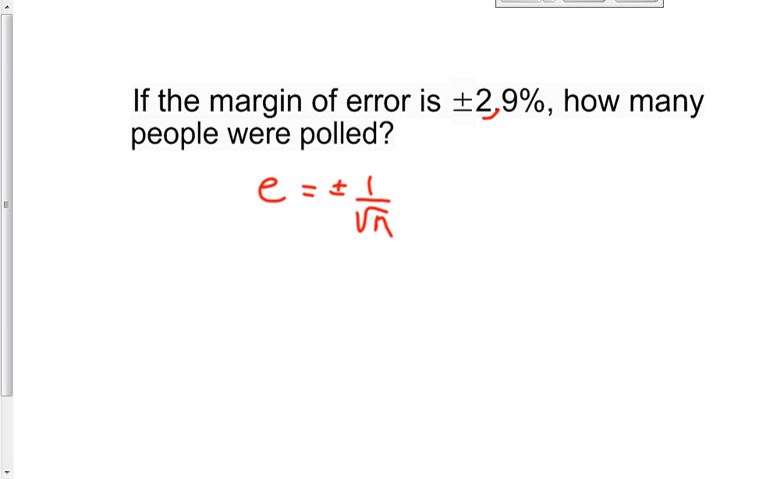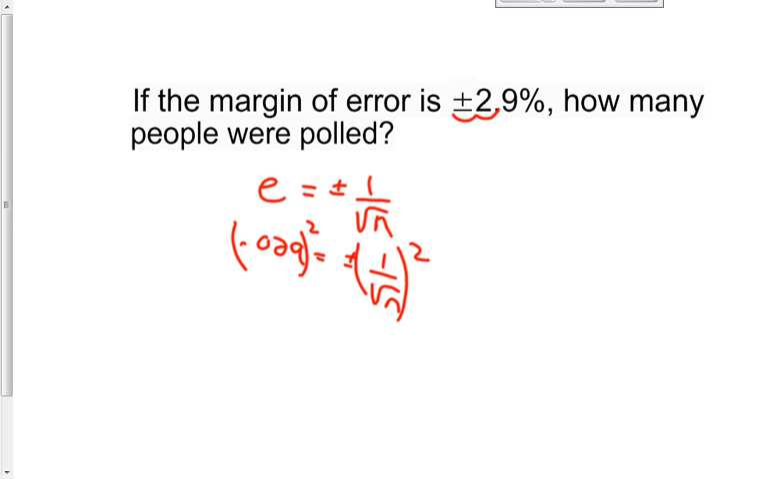Well, if I go backwards and get my decimal value, 0.029 equals plus or minus 1 over square root of n. I need to try to solve for n. So the first thing I need to do is get rid of this square root. So how do I get rid of square roots? I have to square everything.